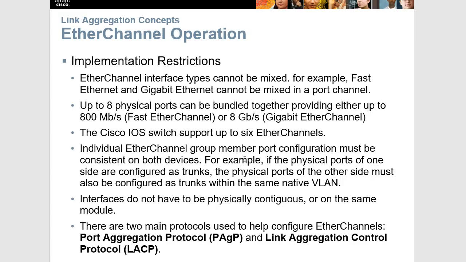EtherChannel group member ports must be configured consistently. The ports that are in the EtherChannel must be configured consistently on both devices. So if you're a trunk on one end, you've got to be a trunk on the other. If you're going to be an access port on one end, you've got to be an access port on the other. Same VLANs across the trunk, same native VLAN is what you're looking for.